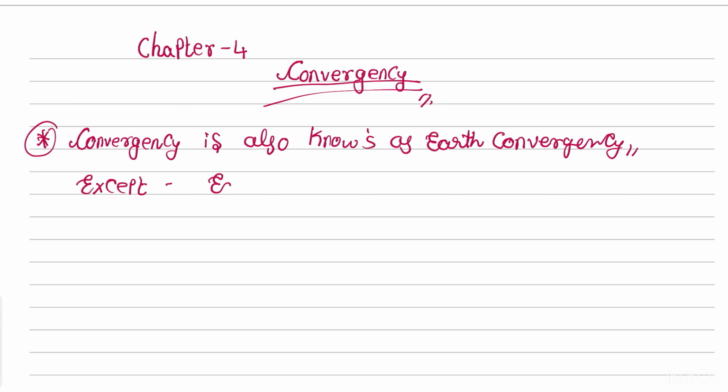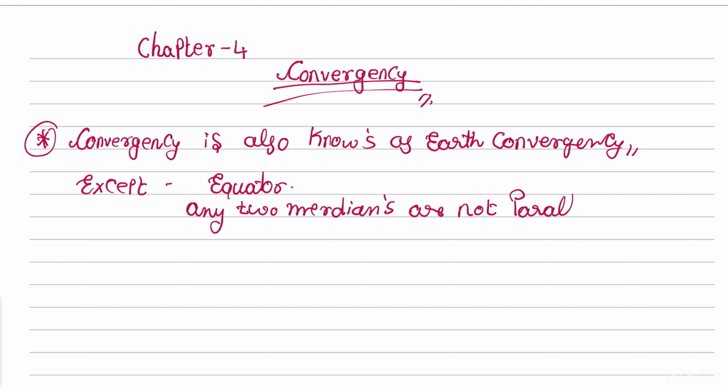As we can see, the equator and any two meridians are not parallel to Earth; these are called convergence lines.